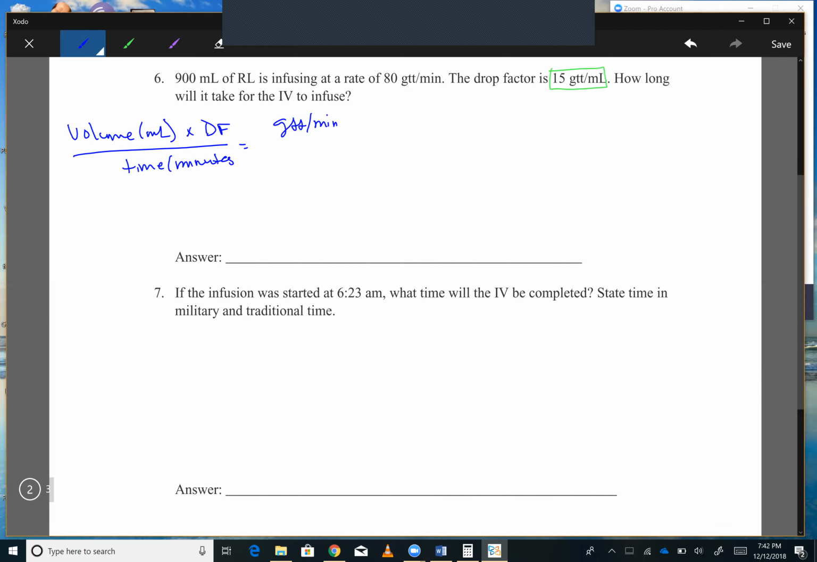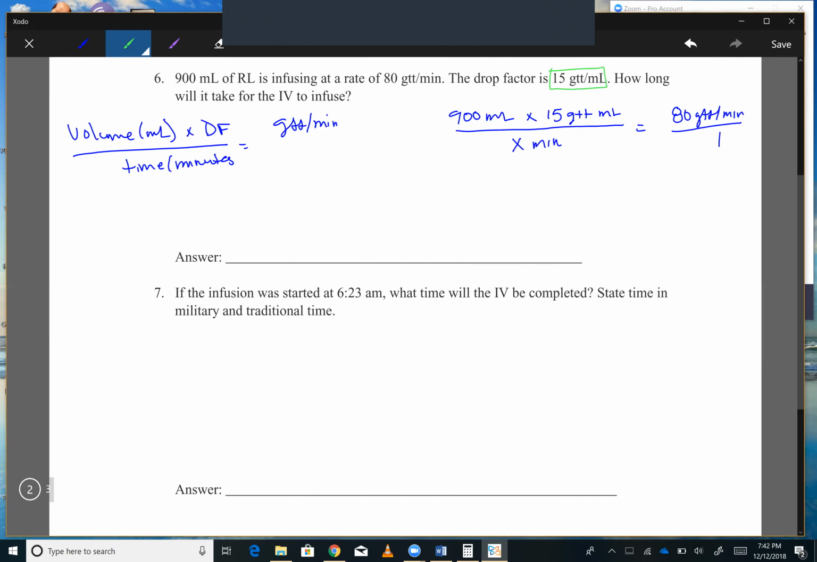All right, so let's plug in some numbers. Our volume, we're told, is 900 mLs. Our drop factor is 15 drops per milliliter. Our time, we are not given. That is what we need to calculate. So that's what our X is, X minutes. And that is equal to our drops per minute, which is 80, and we're going to put that over 1.